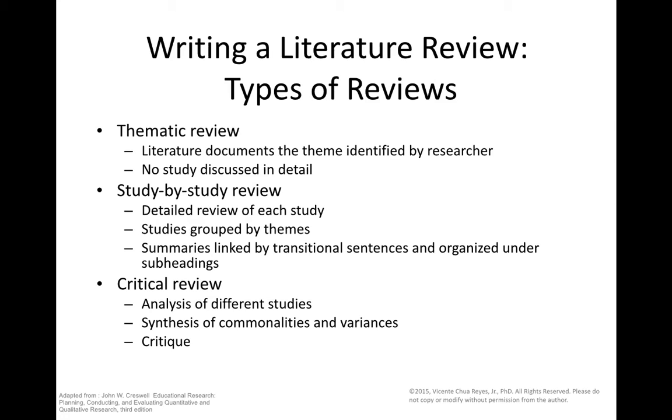How do you write literature reviews? There are types of reviews. You could do it thematically. You can do it study by study, or you can do it using a critical review. For the graduate level programs, what we actually encourage our students to undertake are the critical reviews. That's where you analyze different studies, you synthesize commonalities and variances, and then you add your critique. And in your critique, that's when you identify the gaps and how you hope that your research will be able to address these gaps.